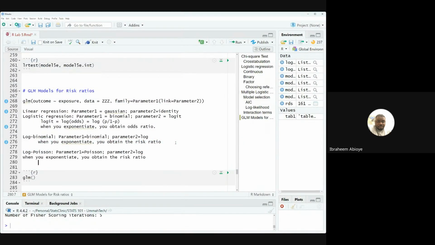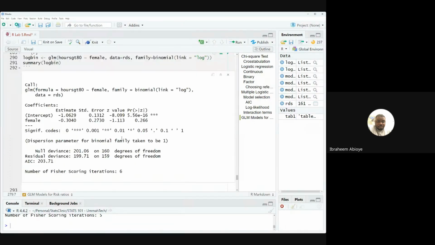And I said that I would introduce the Poisson family of models. And so I'm going to scroll all the way to the end.